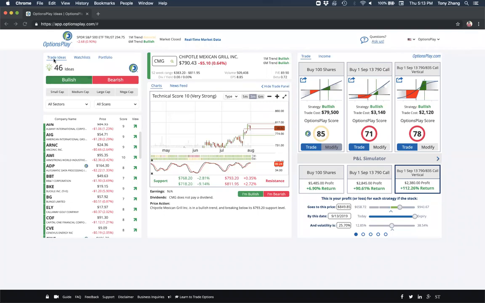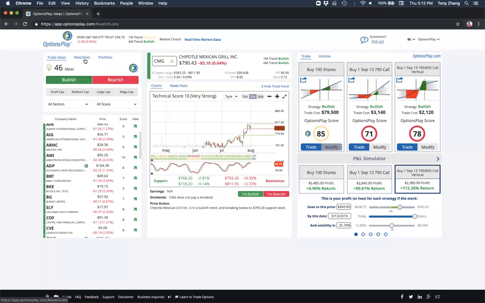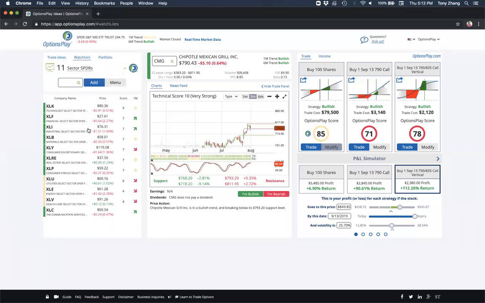David, how did you scan for the underlyings you want to trade? So I always start either in my trade ideas section or I start in watch list. I always start by sector. I always look at a top-down approach. I look at what sectors do I want to focus on.